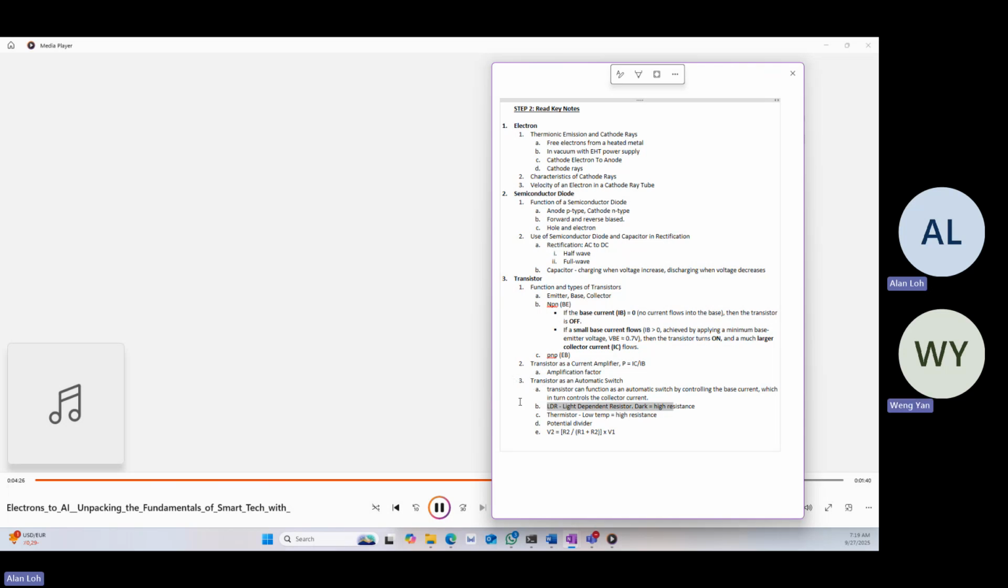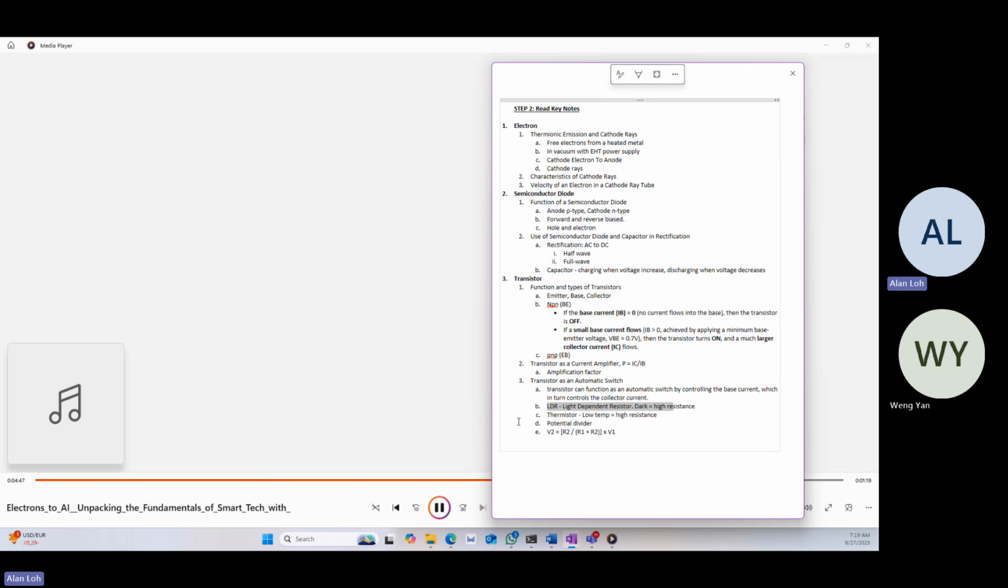Exactly. So in the dark, the LDR has high resistance. You can set up a circuit so this high resistance allows a small current to flow into the transistor base. And that small base current switches the transistor on, allowing the much larger collector current to flow and power something, like a streetlight. So dark, high resistance, base current, light on.